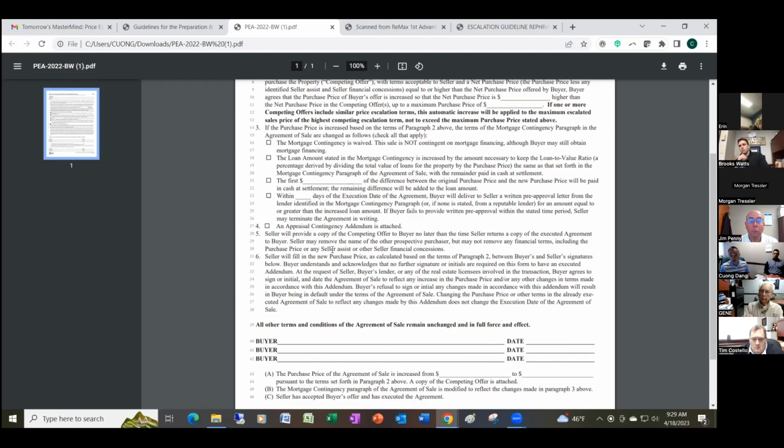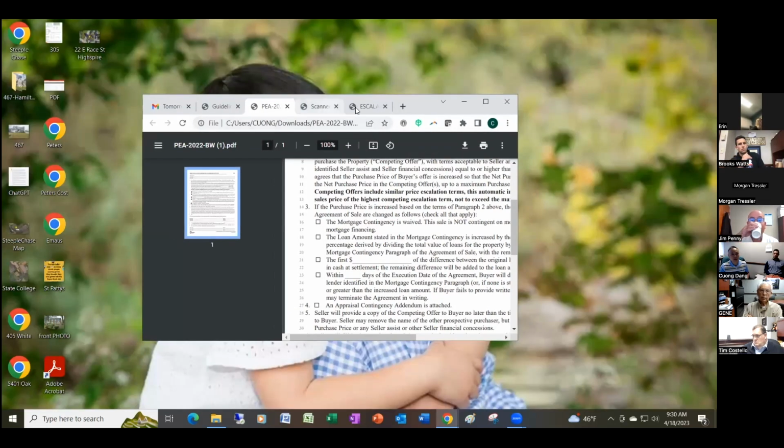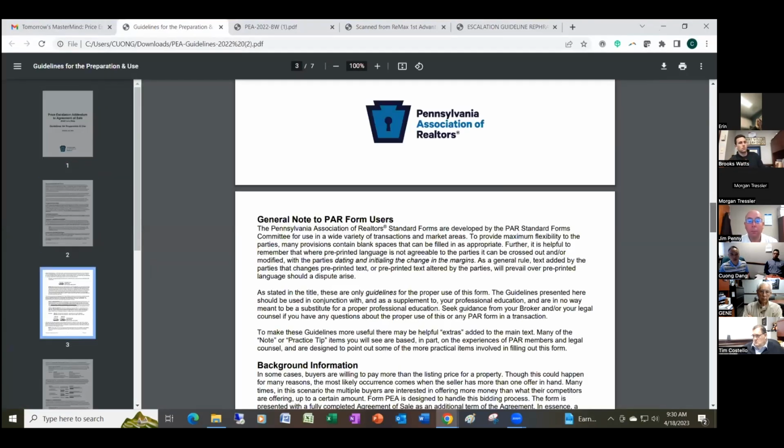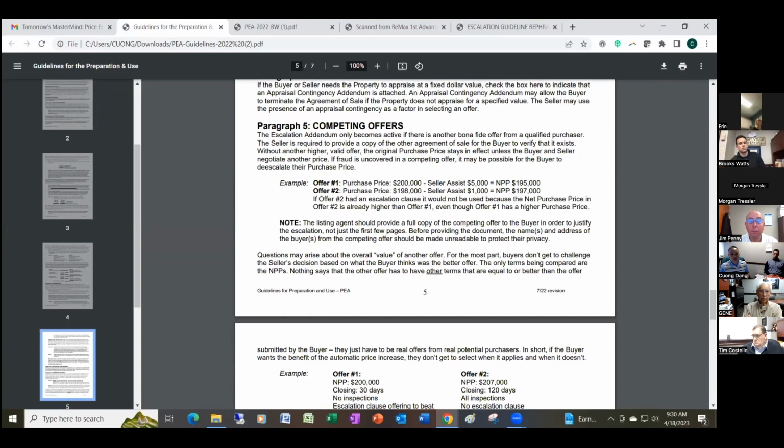Seller may remove the name of the other prospective purchaser, but may not remove any financial terms, including the purchase price or any seller assistance or other seller financial concessions. Okay, so let me just see here. Let's go to the guideline real quick. And we're talking about paragraph 5, competing offers.